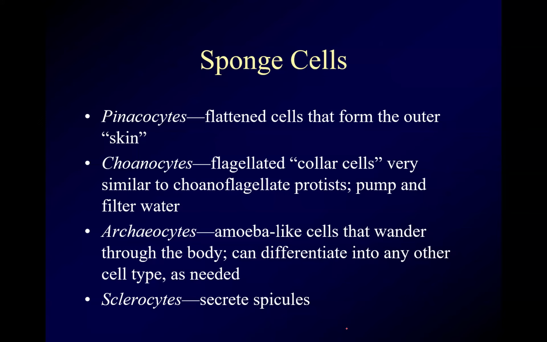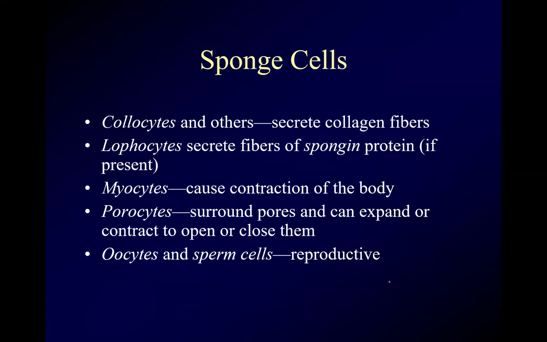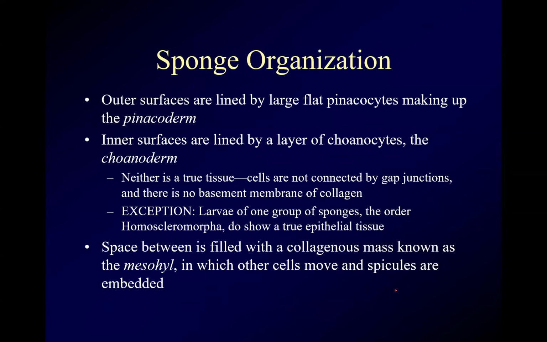And sclerocytes secrete new spicules. These may lock together to form a support structure for the entire sponge. They're also a pretty good anti-predator defense because most predators don't want to take a bite into something that's basically a heap of microscopic glass shards. Whoops.